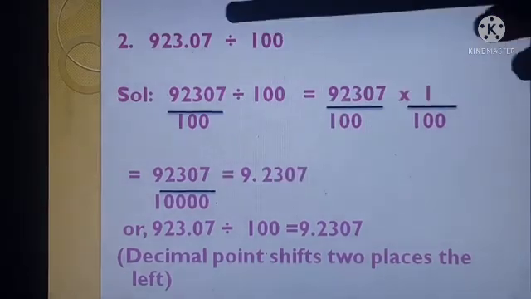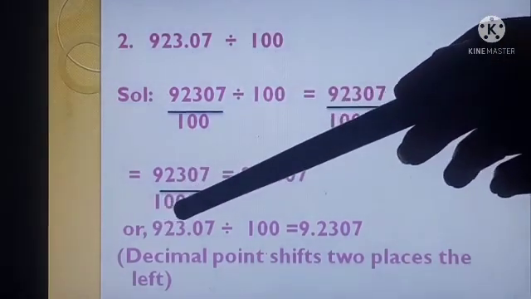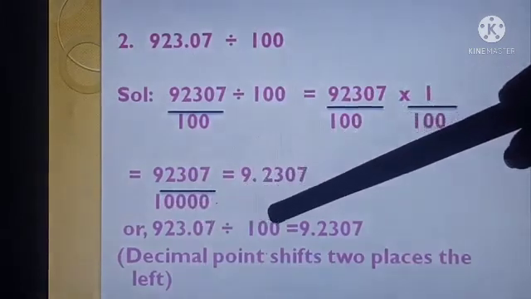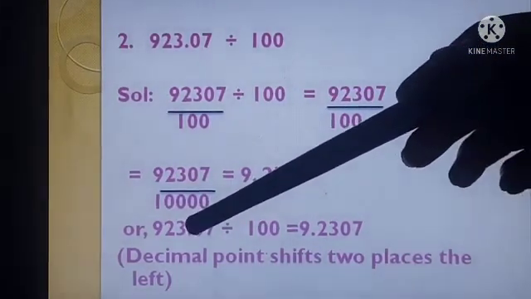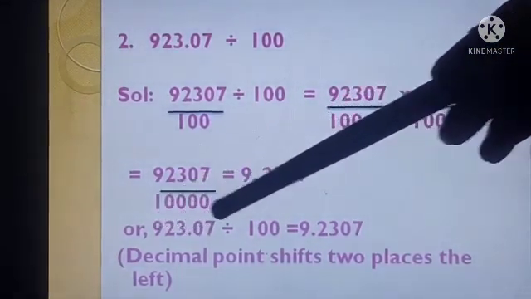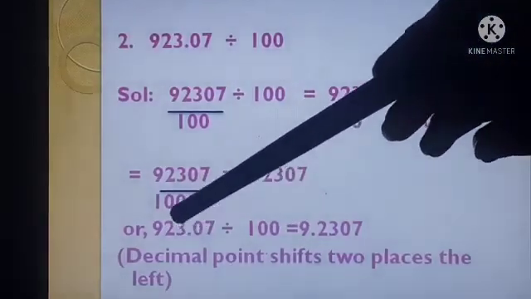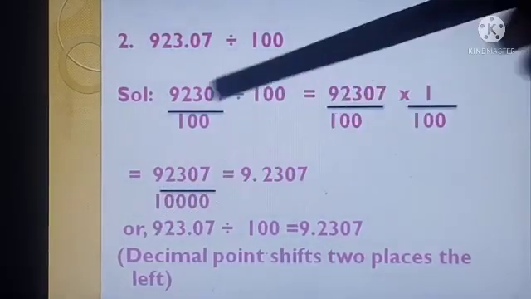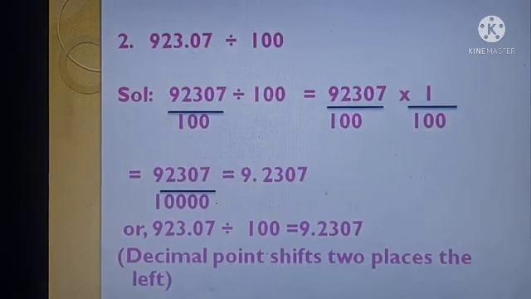Or orally, 923.07 divided by 100. Division is here, so the decimal will move backward. How many places? 2 places, 1 and 2. So it will become 9.2307.